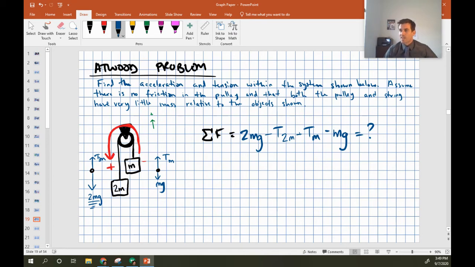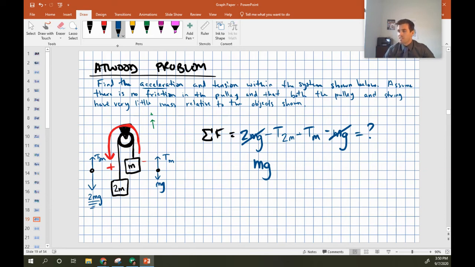We have no reason to think that. In fact, it's asking about the acceleration, so it's probably not an equilibrium. So we can't say we know what this equals. Instead, we're going to have to do the math here. But before we can really do much, these two we could combine. We could just do 2mg minus mg and turn that into mg. It's 2mg minus mg equals mg.